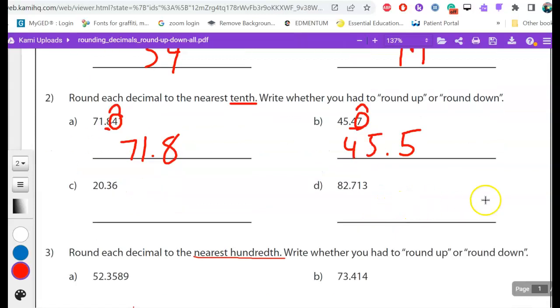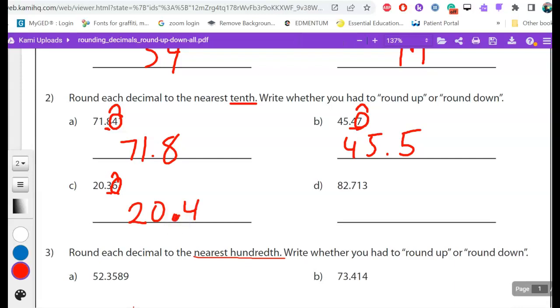Let's keep it going. So now letter C, I have 20.36. Okay. So I see the 3 is in my tenths place, but I see the 6 is next to it. That 6 is telling me to do what with that 3? You got it. Turn it to a 4. So for this one, it's going to round up to 20.4.